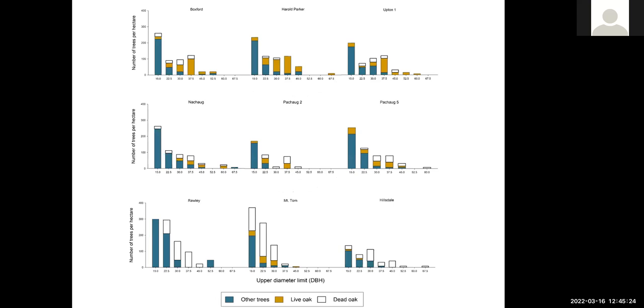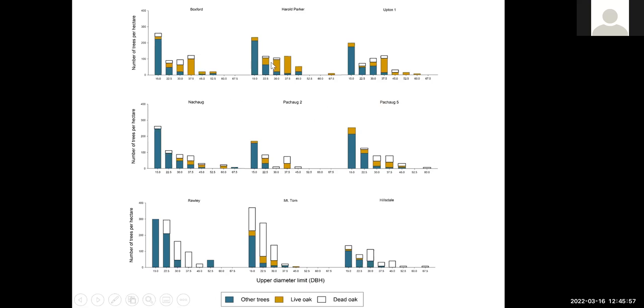So if you look at these size class distributions, on the top is Massachusetts, the middle are Connecticut sites, and the bottom are Rhode Island sites. Just for space, I picked three from each of Massachusetts and Connecticut, and all the sites for Rhode Island. The clear bars are the dead oaks that were present at sampling. This is, again, just to look at what trees were getting lost.